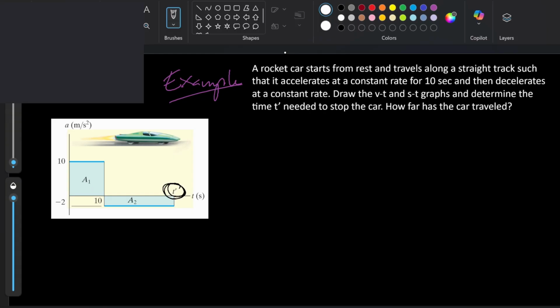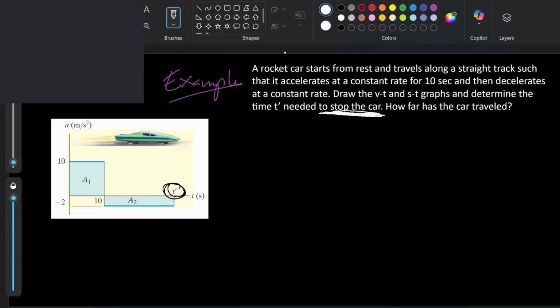We have to pay really close attention to everything that our question is telling us. We know we need to find the VT and ST graphs, but one of the most important things this question tells us is that it starts from rest to accelerate. Oh, well, okay, I thought it told us that it comes to a stop. It accelerates, decelerates at a constant rate. Oh, time needed to stop the car. Yep, it is there. Sorry, thought I was going crazy. It is there. So we want to know how long it takes to stop the car.